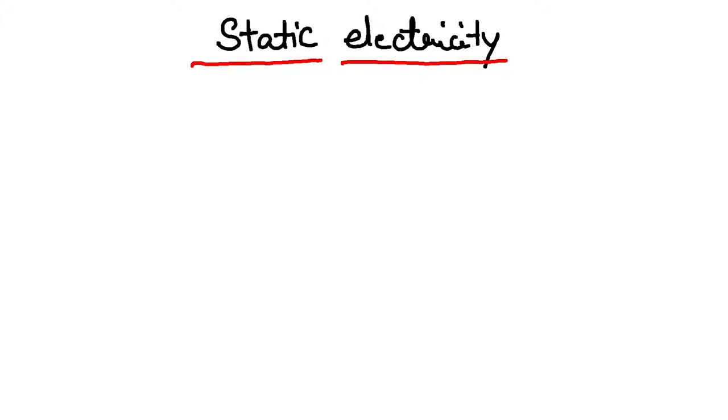Hello students, we shall start the chapter electricity now. Electricity is basically of two kinds, static electricity and dynamic electricity or current electricity. Here I shall discuss the basics of static electricity.